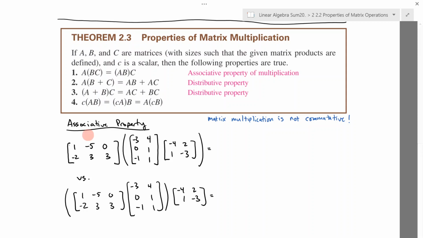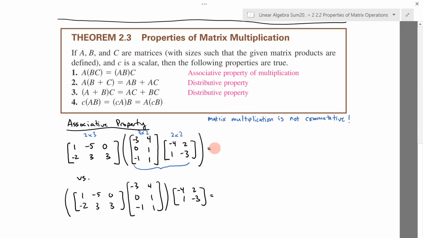Right, so this is a 2 by 3. This is a 3 by 2. This is a 2 by 2. Notice the 2 matches the 2 here, and the 3 matches the 3 here. So the number of columns and number of rows matches up the way we need for the multiplication. And we will see that whether you do this multiplication first or this multiplication first, the result is the same in both cases. Right, so let's do this multiplication first.